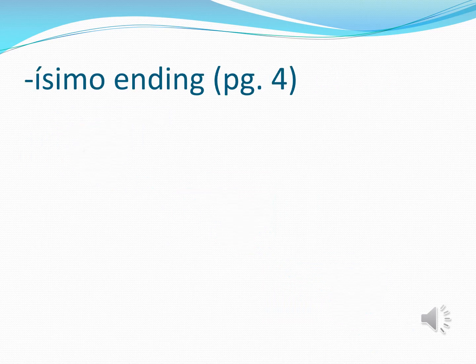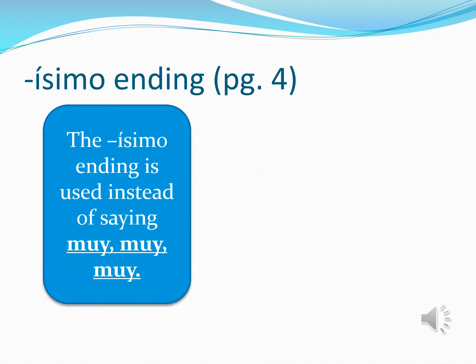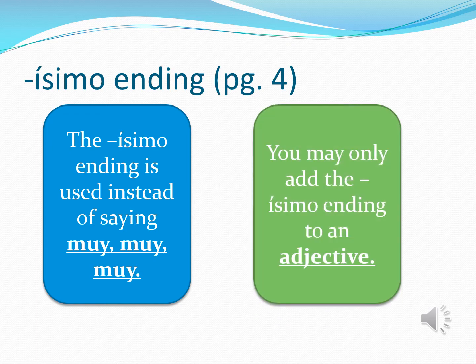The issimo ending is something you may have seen, but you probably have never learned how to use. So this is something new for this year. This is enrichment, so it's something that you can use, but it's not something that you're going to be tested or quizzed on. So the issimo ending is used instead of saying muy, muy, muy 100 times. And you can only add the issimo ending to an adjective.